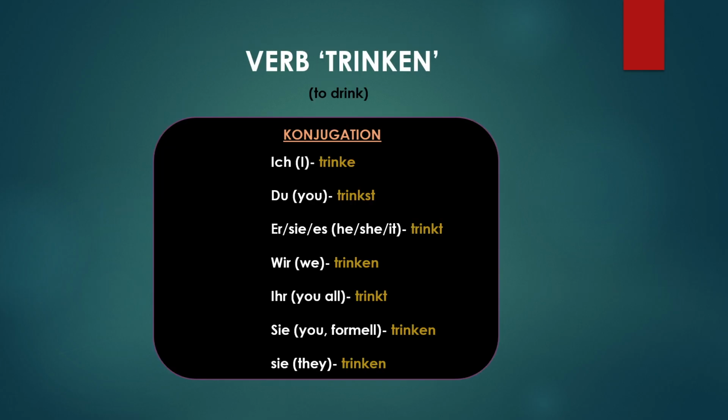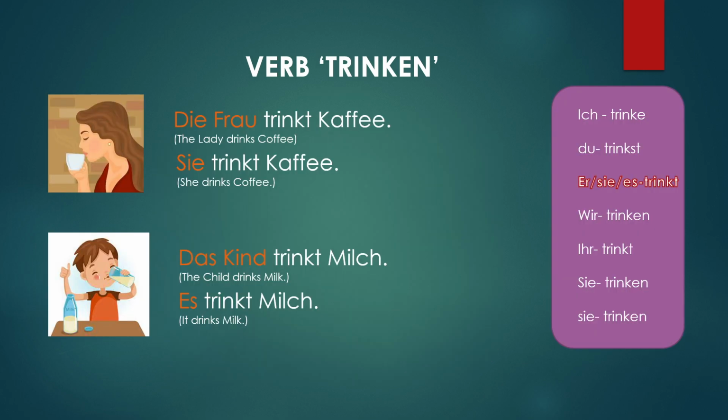Now let's understand the usage with the help of a verb, trinken, which means to drink. But before learning the usage, we would first need to conjugate the verb basis the pronouns. So the conjugated form of trinken is ich trinke, du trinkst, sie, es trinkt, wir trinken, ihr trinkt, sie trinken. Let's see some easy examples.